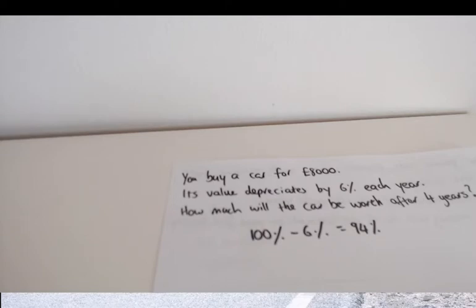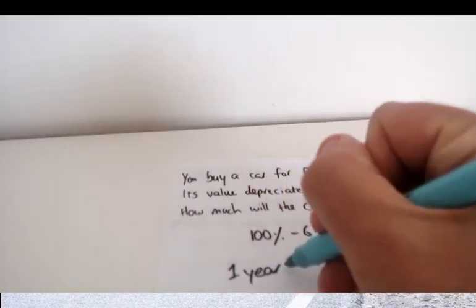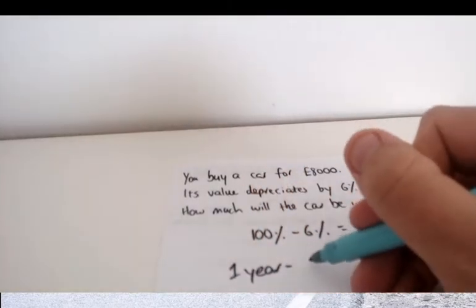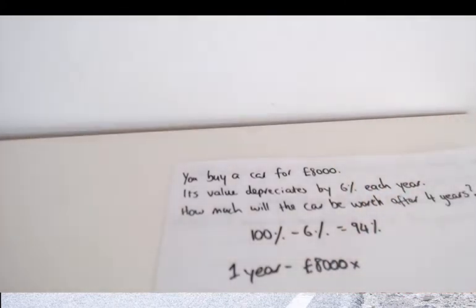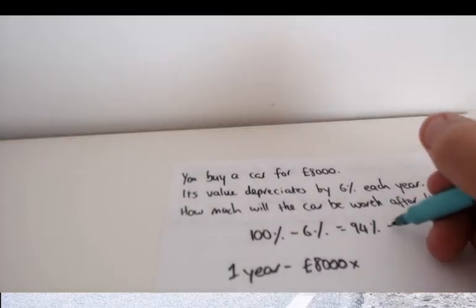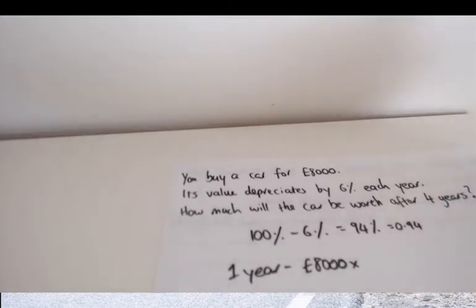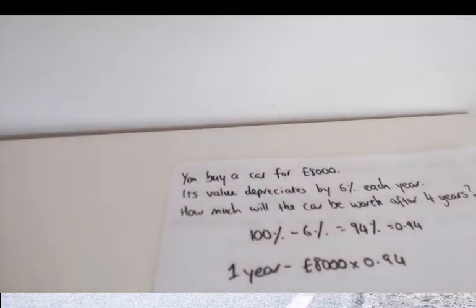Which means that after 1 year, we can take the £8,000 and multiply it by the 94%. But the 94%, we need to change that to a decimal first. So 94%, remember, as a decimal, would be 0.94. So I'm going to do 8,000 multiplied by 0.94, and then we're going to get an answer for that.